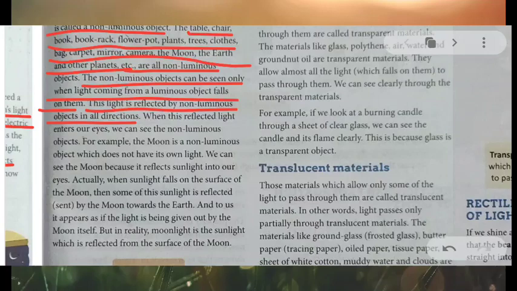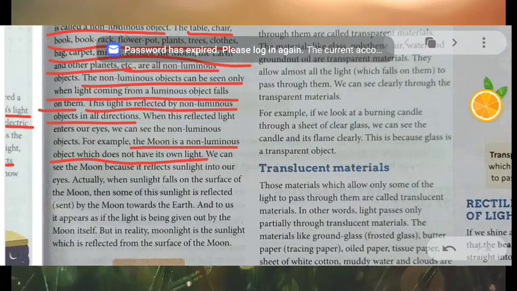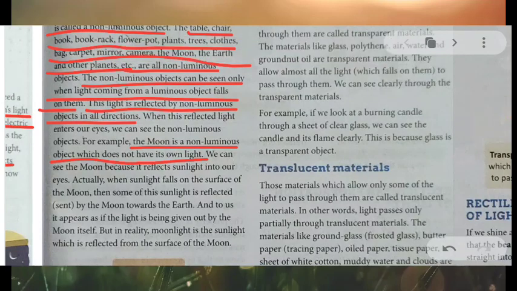Here one more example is given. The moon is a non-luminous object which does not have its own light. We all have studied in social science that the moon is a natural satellite of the earth, which does not have its own light. How are we able to see the moon? Because it reflects the sunlight. Here it is written, we can see the moon because it reflects sunlight into our eyes. At night also, the light rays coming from the sun are being reflected by the moon. That's why we are able to see the moon.